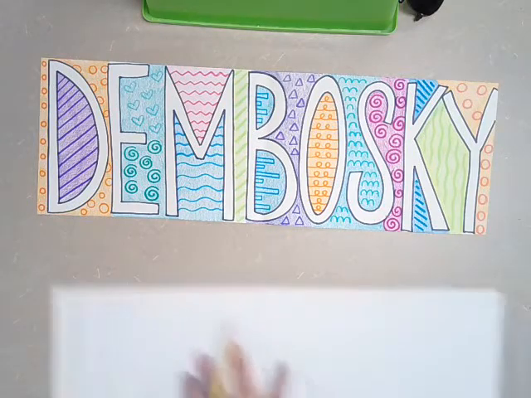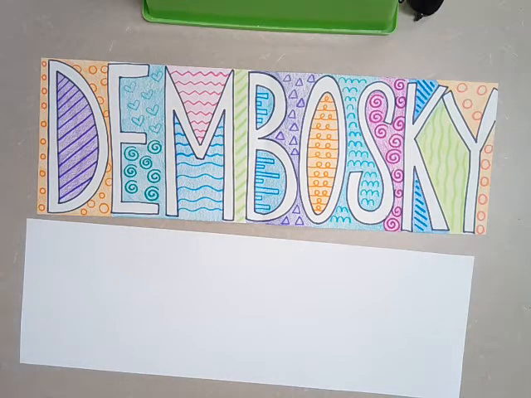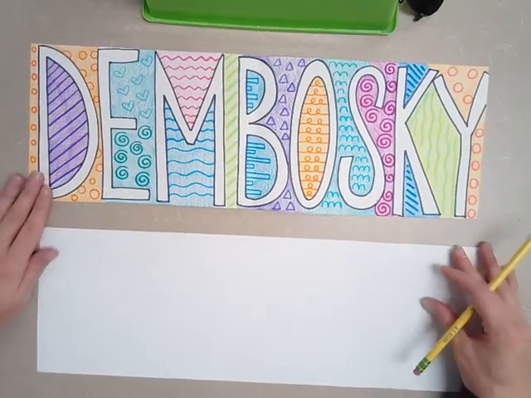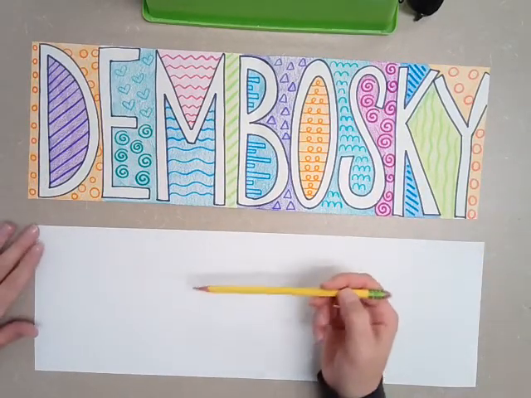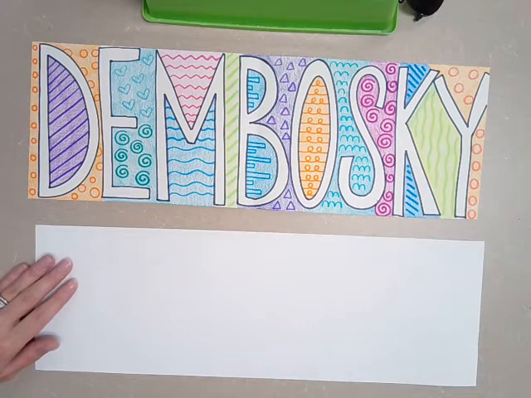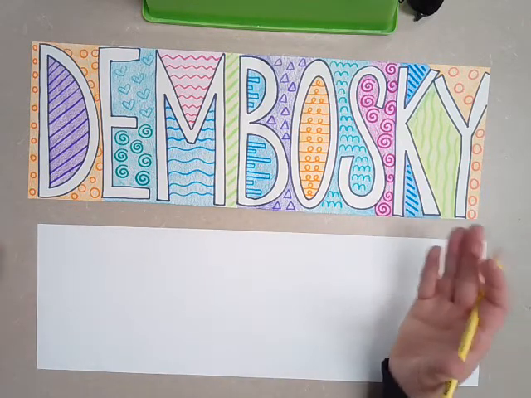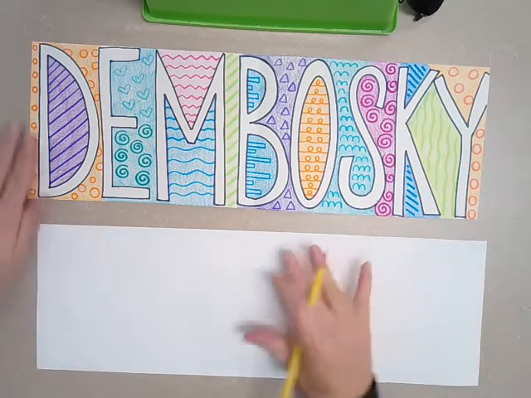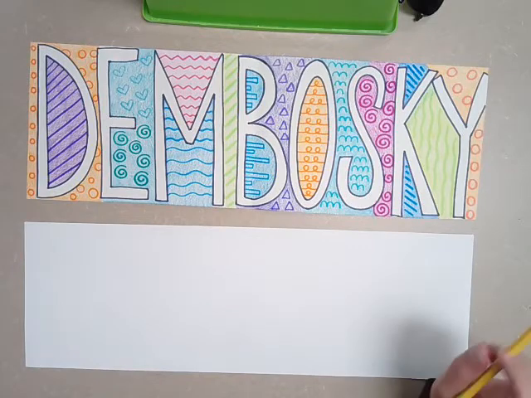Now, the final draft paper is longer paper that I have cut for you. If you are an in-school learner, an A kid or a B kid, I have given this to your classroom teacher, okay? If you are a remote learner, well, then just use a regular sheet of paper and just try to squeeze your name on it the best you can, okay? We're just gonna make do with what we have.